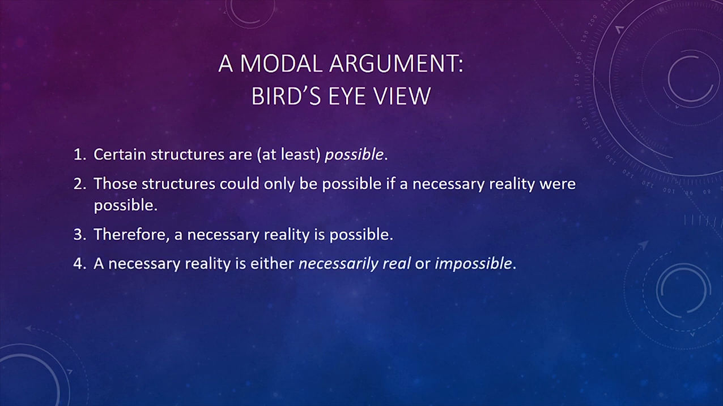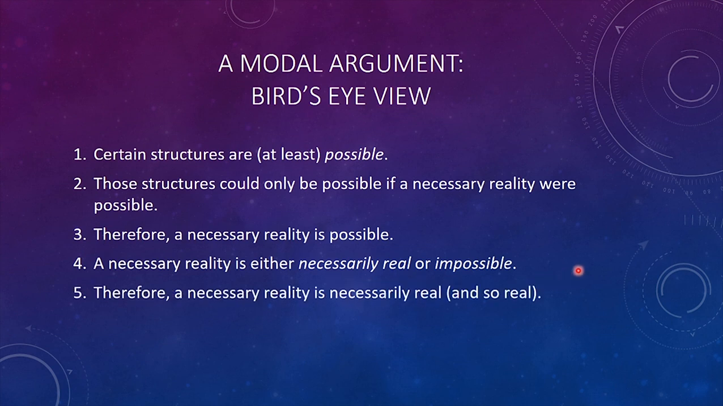But now a necessary reality is the kind of reality that is either necessarily real or it's impossible. This is where the logic of possibility and necessity comes in. So if a necessary reality is actually possible, well then it's not impossible, and so therefore the only other option is that it's necessarily real. And that's the conclusion here. A necessary reality is necessarily real, and so actually real. So this is the general structure of the argument. We are going to have a closer look at each part.